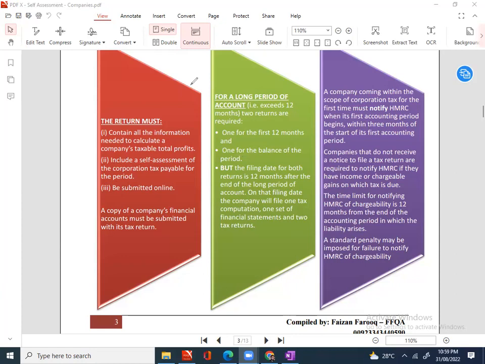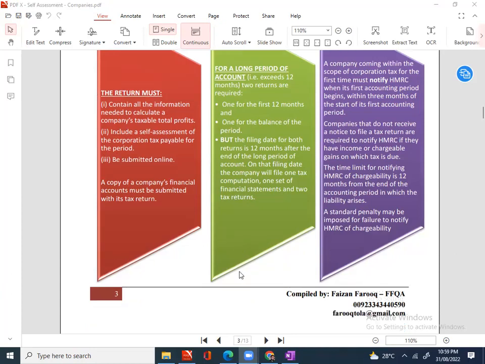For a long period of account, for example one that exceeds 12 months, two returns are required. One for the first 12 months and one for the balance of the period. But the filing date for both returns is 12 months after the end of the long period of account. On the filing date, the company will file one tax computation, one set of the financial statements, and two tax returns. One financial statement which is the 15 months year end financials, and the date is the same date.